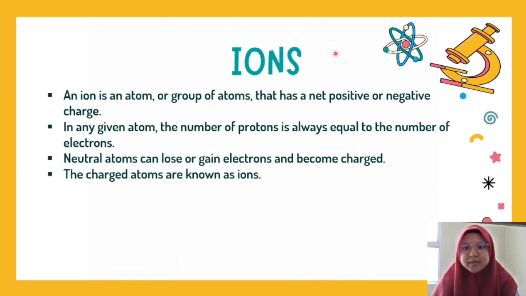So next, what are ions? An ion is an atom or group of atoms that has a net positive or negative charge. In any given atom, the number of protons is always equal to the number of electrons. Neutral atoms can lose or gain electrons and become charged. The charged atoms are known as ions.